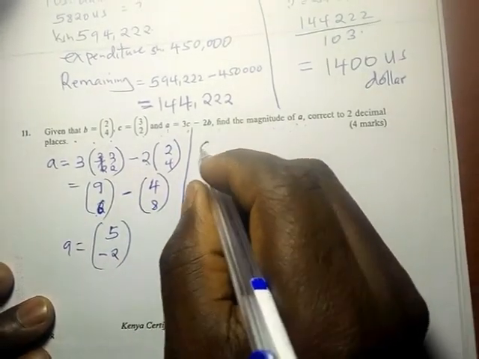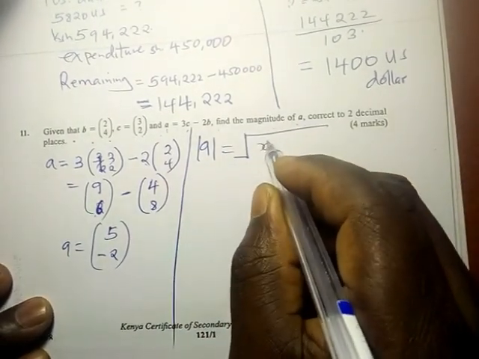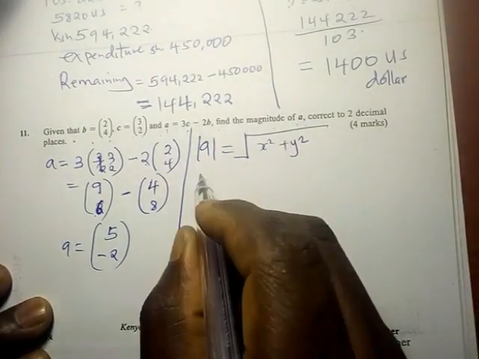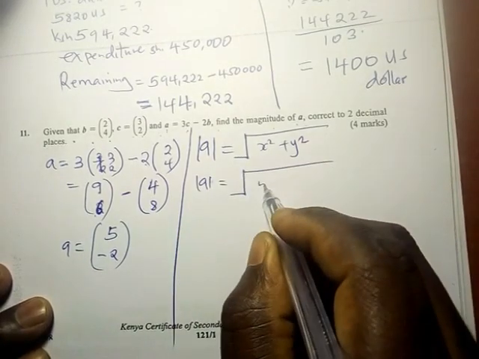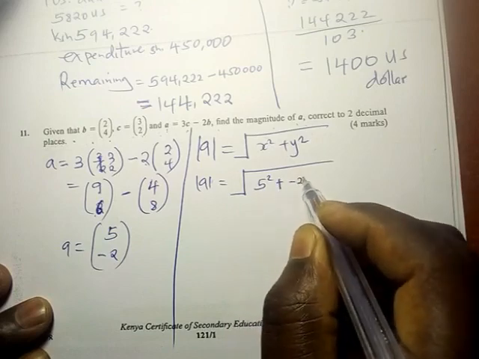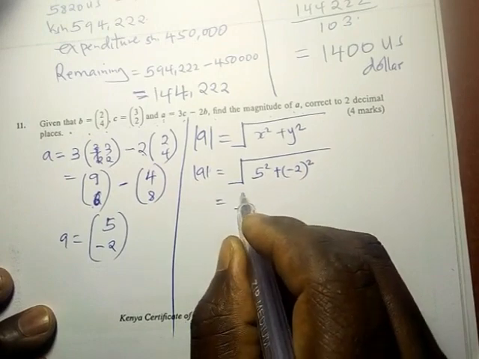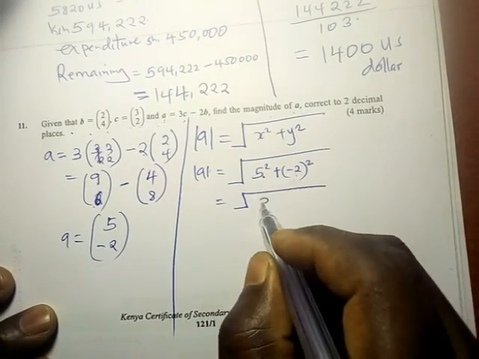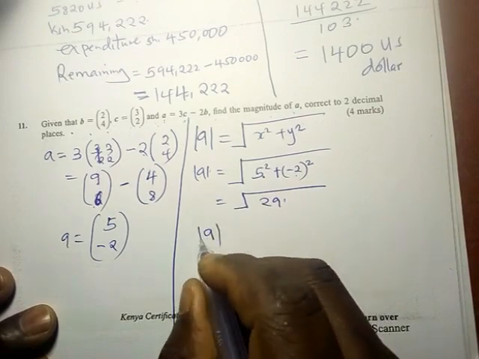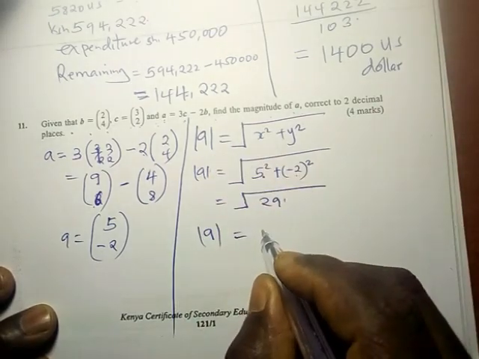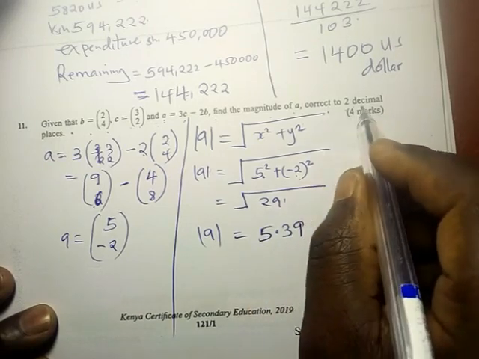So we want to get A modulus, which is equal to the square root of x squared plus y squared. So A modulus is equal to the square root of 5 squared plus negative 2 squared. This is the same as the square root of 25 plus 4, 29. So A modulus is equal to 5.39, correct to 2 decimal places.